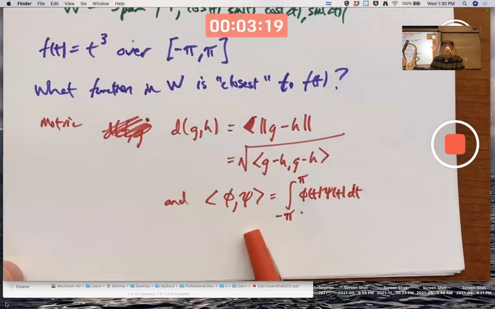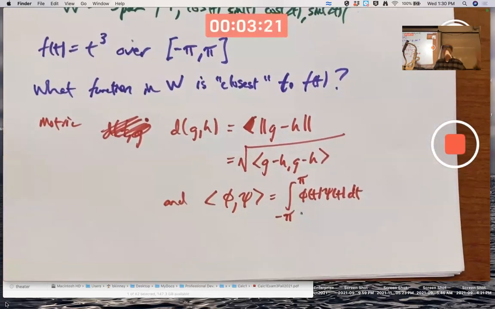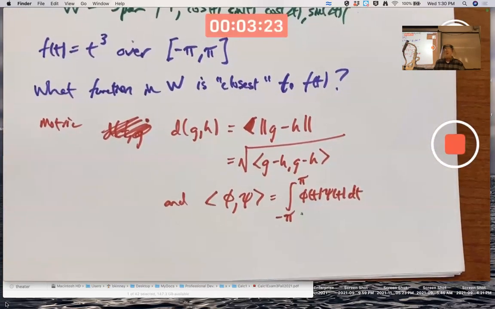This defines an inner product. Inner product is a generalization of dot product. What are dot products? What are we used to? You're used to dot products of vectors in Rn where you've got, say, two column vectors, and you add up the product of the components, right?